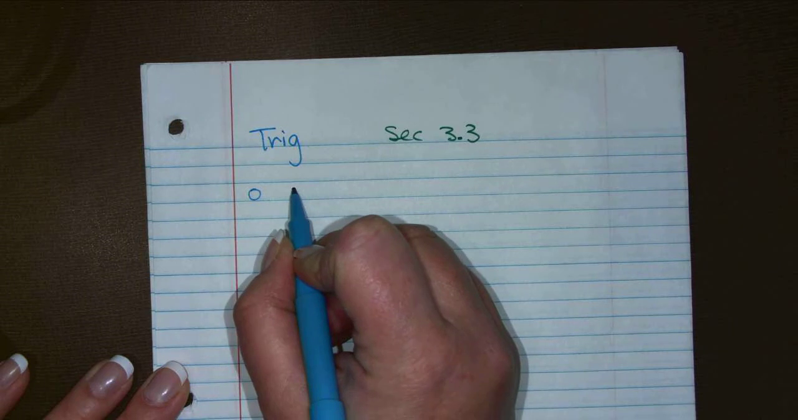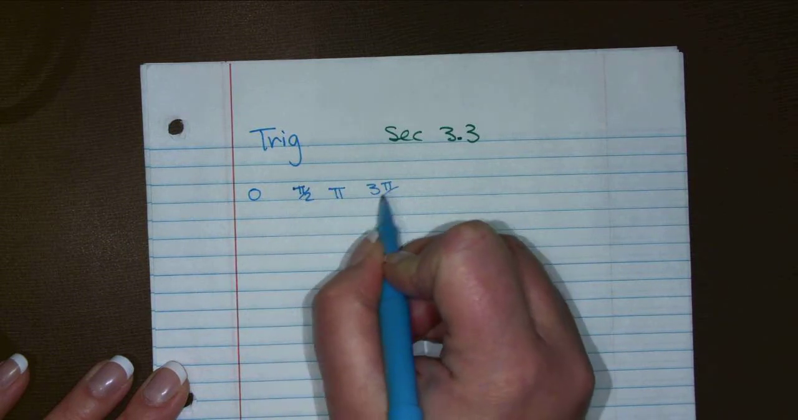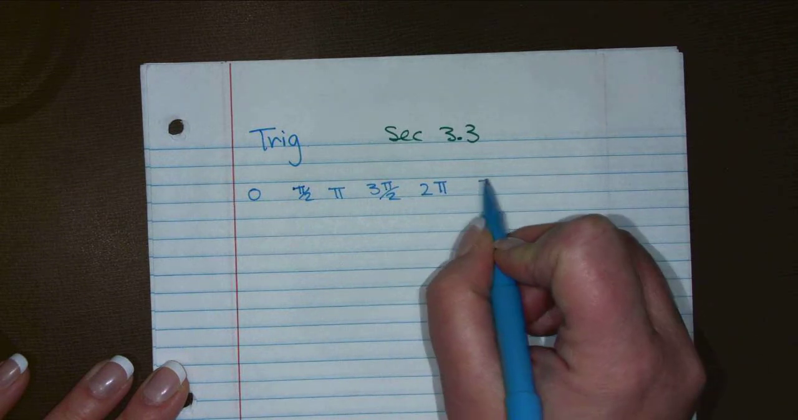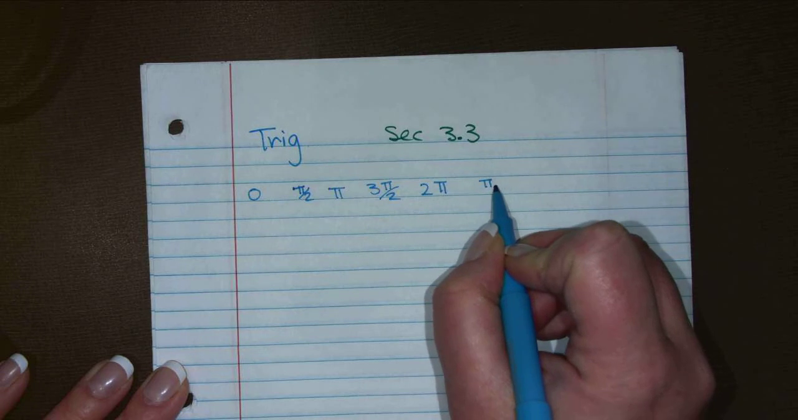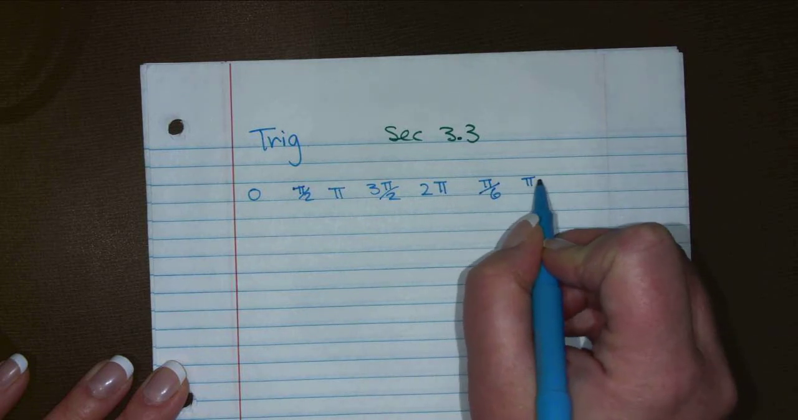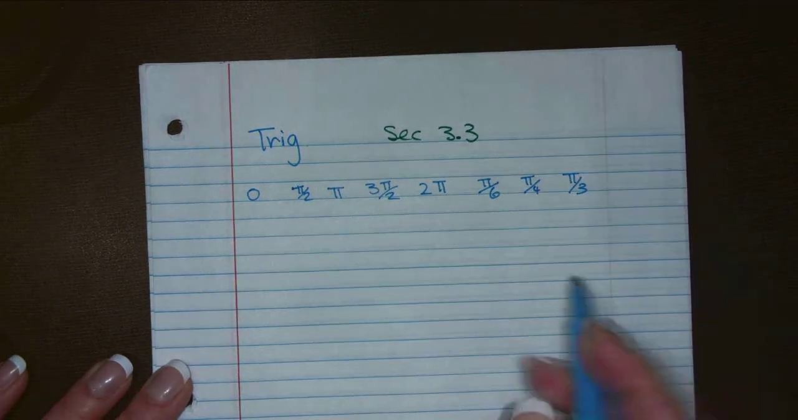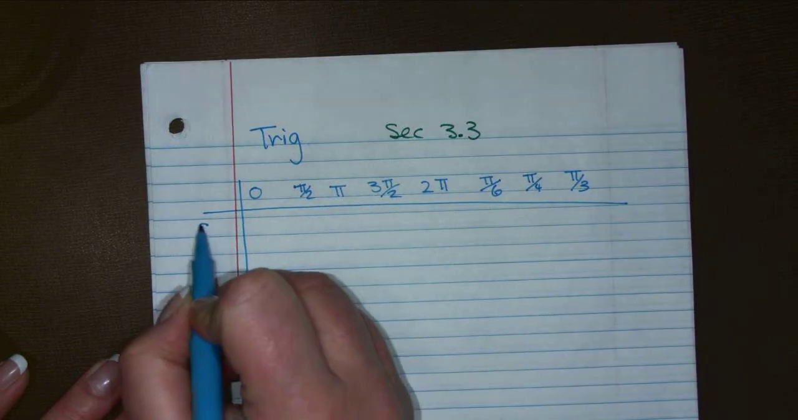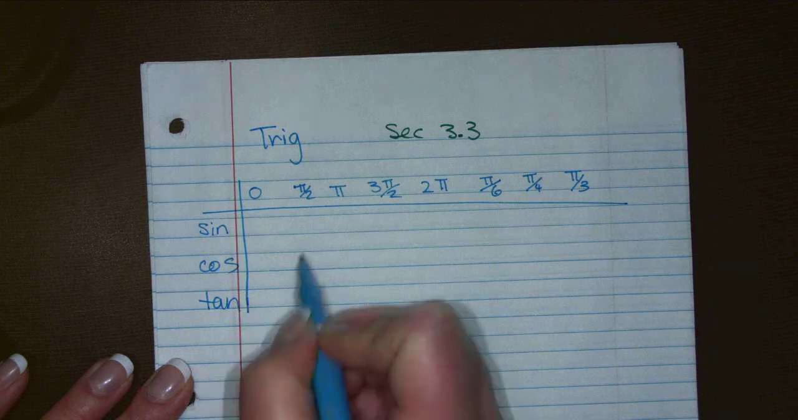0, 3 pi over 2, 2 pi. What order did I put them on the sheet? Pi over 6, 6, 4, and 3. And then over here, sine, cos, and we can add tan in.